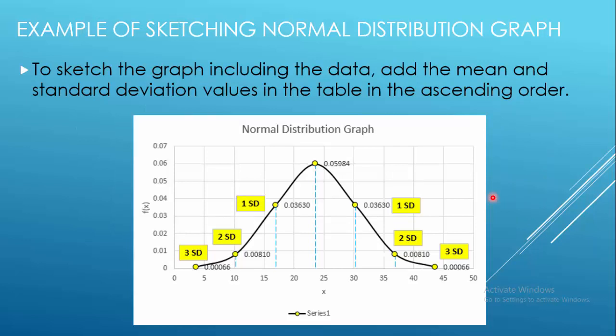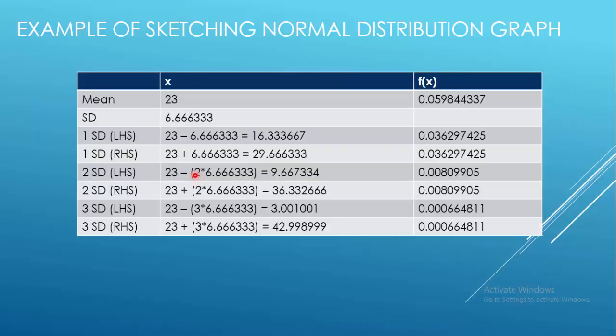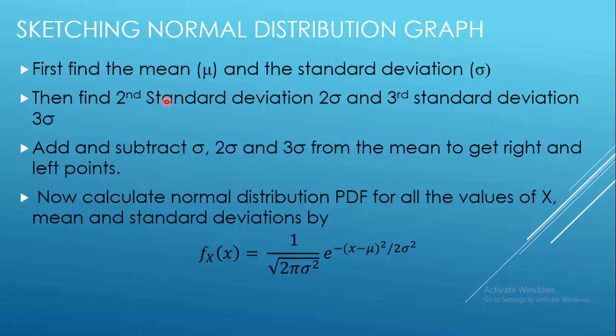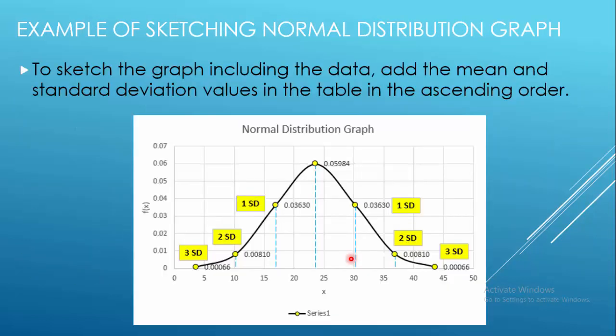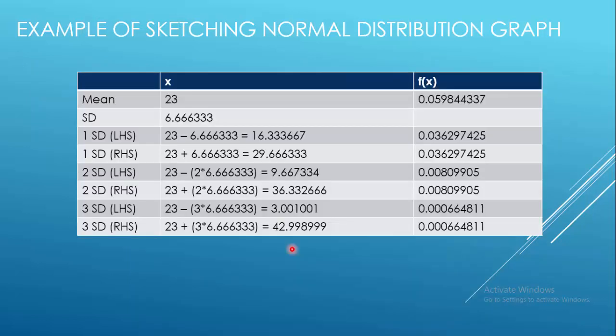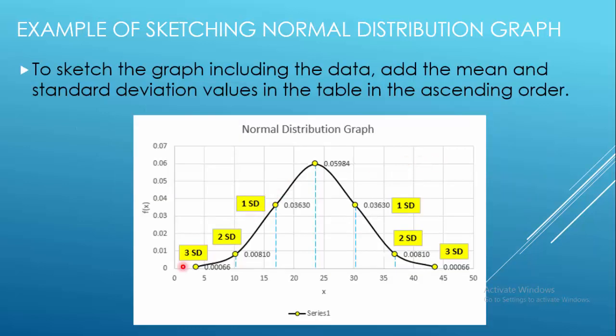And finally we have obtained these values. At 23 we have got 0.05984 f of x. This is this one, 0.05. And I told you how we achieved this: we got this value by putting 23 over here, x becomes 23. So after plugging in these values for x, we have achieved these values of f of x, and then we simply plotted these values on this graph over here.